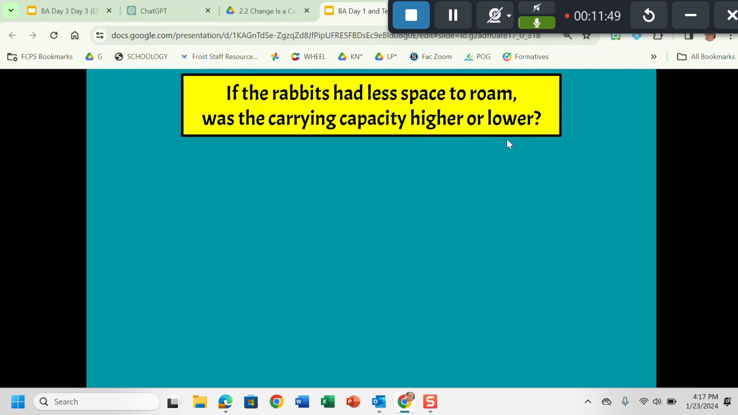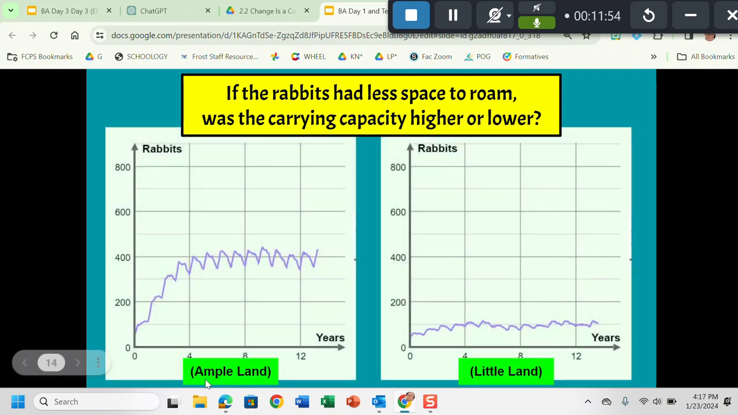You were making changes on your gizmos so you could see what was happening. So when we have ample land, ample means enough or even plenty, that was our first carrying capacity that we could see. We were right around 400 if we guessed a number of rabbits that was the average amount. That's when we were having plenty of land. So if we have less space for these rabbits to roam and find food, I bet there are going to be fewer rabbits available to us. And that is what we had.